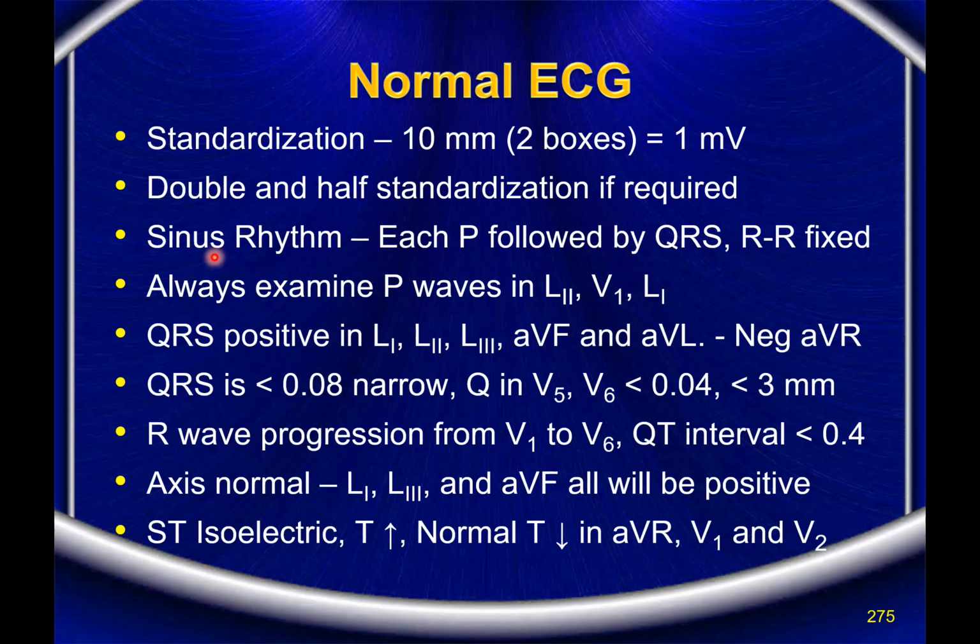QT interval, that's another important thing that you should look for, which should be half of the RR interval. Axis: all four leads are positive, L1, L2, L3, AVF. Isoelectric ST segment, upright T waves, normal T inversion, of course, in AVR, V1 and maybe into V2 also.